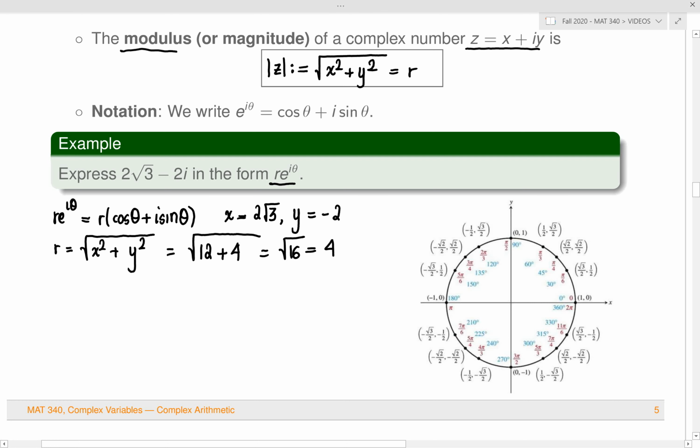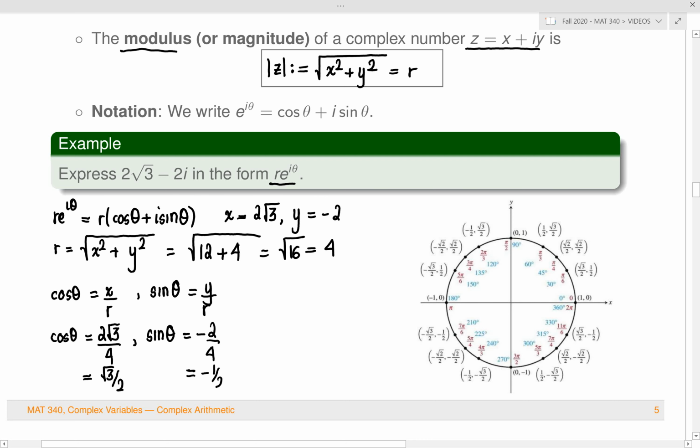If we think about it, we know cosine theta is equal to x over r, and sine theta is equal to y over r. So what is our x here? Our x is 2 radical 3. So our cosine theta is 2 radical 3 over 4, and our sine theta is y, which is negative 2 over 4. If we simplify this, I get radical 3 over 2, and if I simplify this, I get negative 1/2.